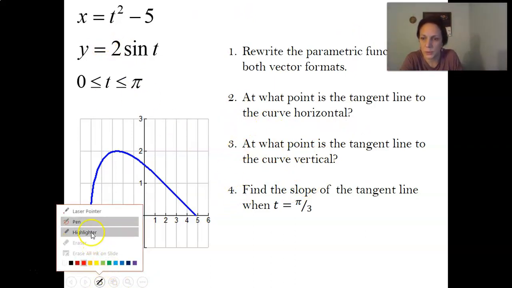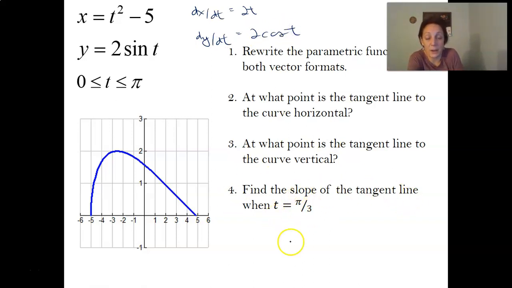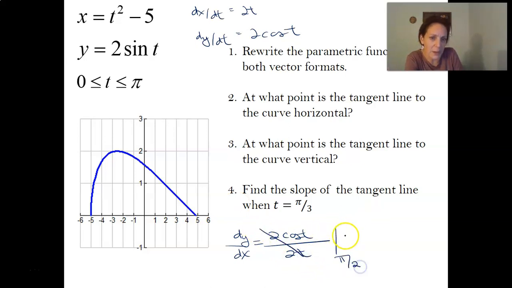Once again, I am going to write these derivatives because I just keep erasing them. dx/dt is going to be 2t, and dy/dt is going to be 2 cosine t. So if I want to find the slope of the tangent line when t is equal to pi over 3, again, I need dy/dx, and I know that dy/dx is just going to be the quotient of these two things. So my dy/dt on top, so my 2 cosine t on top, and then my dx/dt, or my 2t on the bottom, and those cancel. And I need to evaluate that at pi over 2.